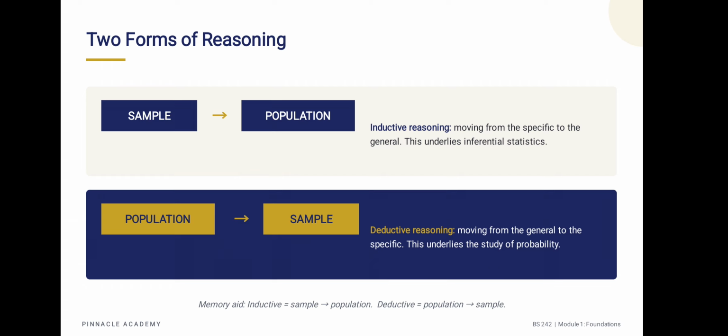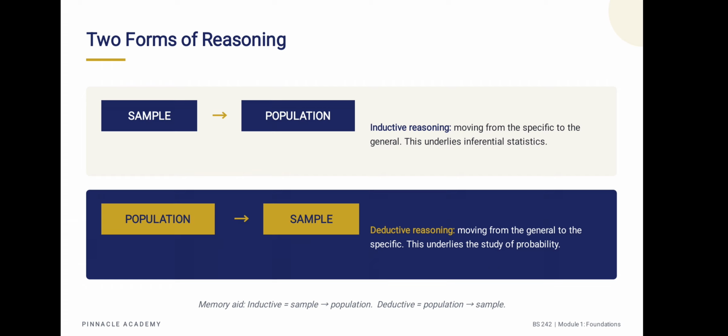And then we have deductive reasoning. Deductive reasoning works the opposite way. It moves from the general to the specific, from the population down to the sample. This is the type of reasoning we use primarily in probability. Here, you already know something about the whole picture, and you use that knowledge to reason about a single case.